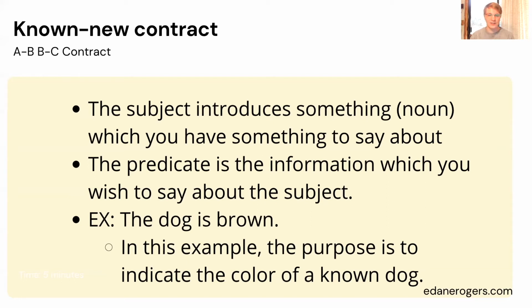So in this example, the purpose of the sentence is to indicate the color of the known dog. You're not using this sentence to introduce the fact that there is a dog. You're coming already with the idea that the dog exists, and both you and your reader know that this dog exists. The point is its color. So the point of your topic, or what you wish to say about your topic, you're going to put as close to the end of the sentence as possible, but always in the predicate.